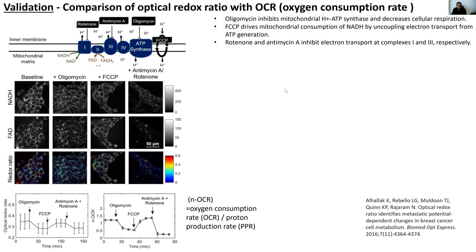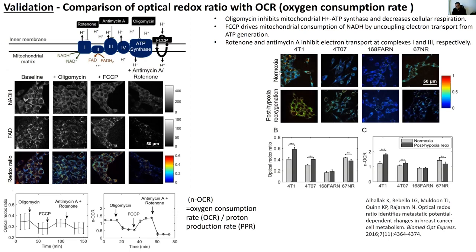Similarly, they have looked at normoxia, so normal oxygen concentration, and then they looked at what happens if you put them in hypoxia and then reoxygenate, and what happens to the optical redox ratio. So again, this is the optical redox ratio.